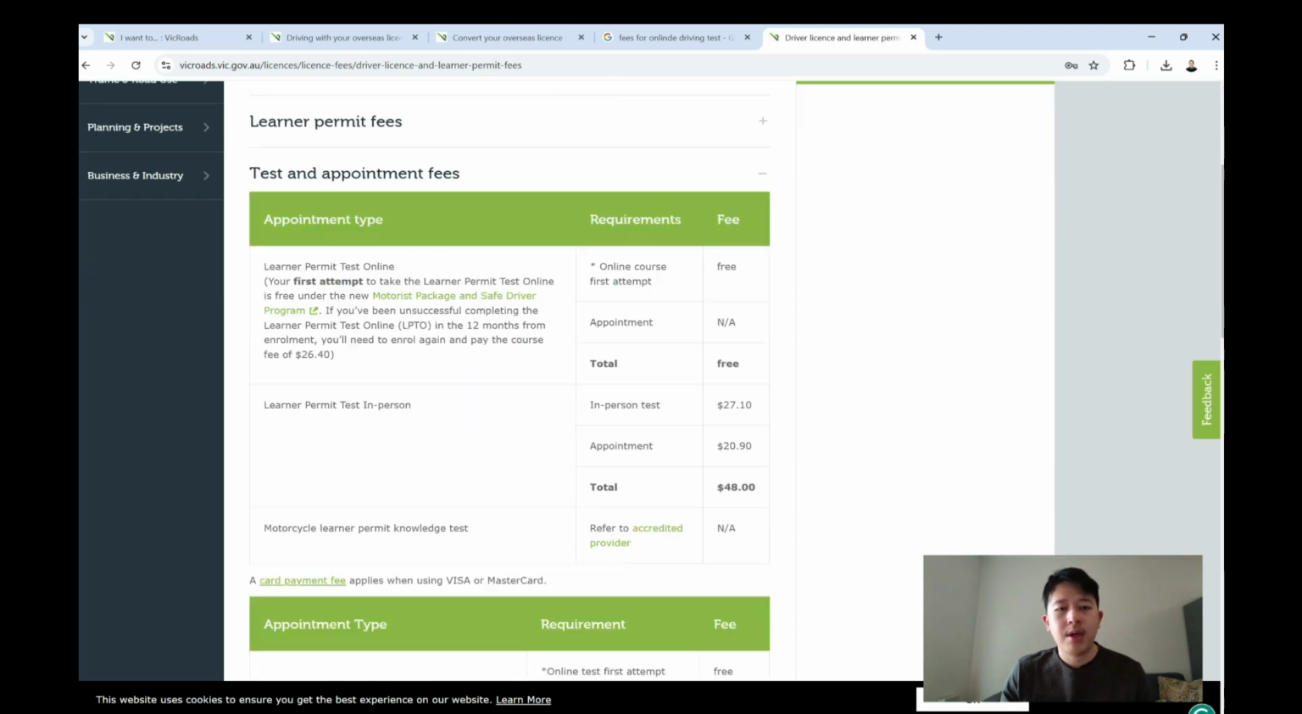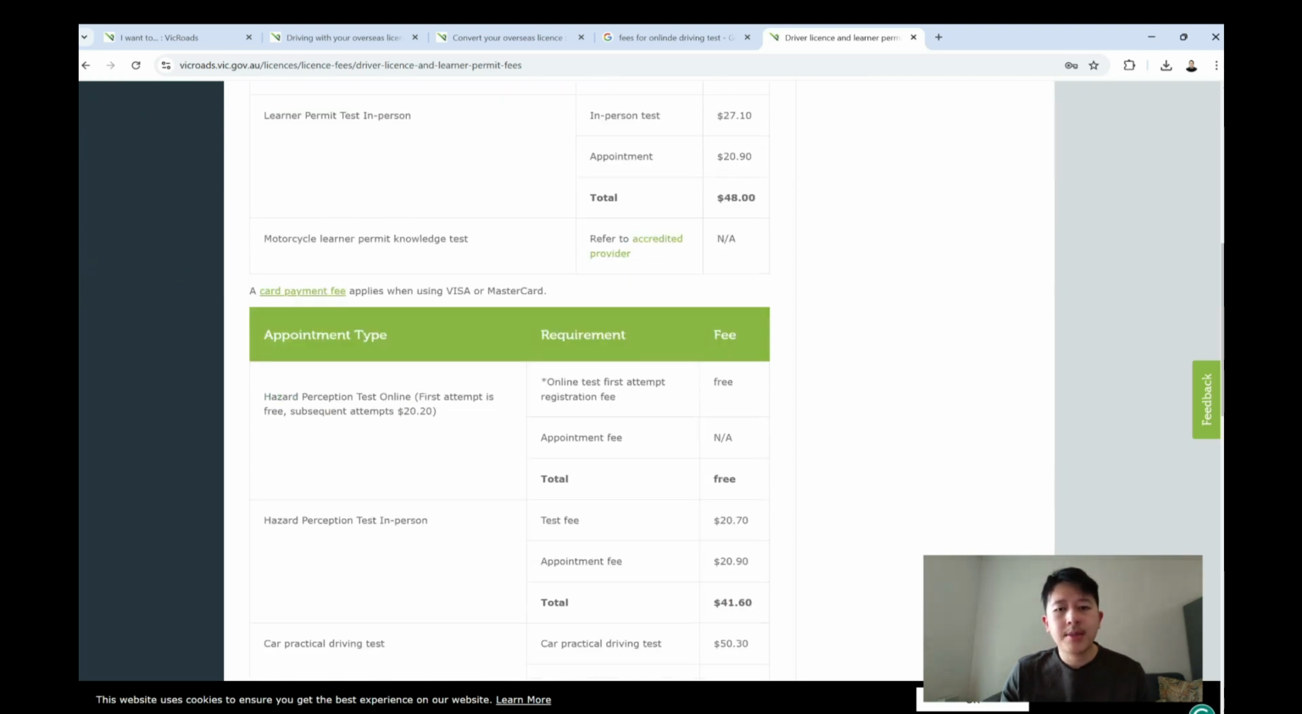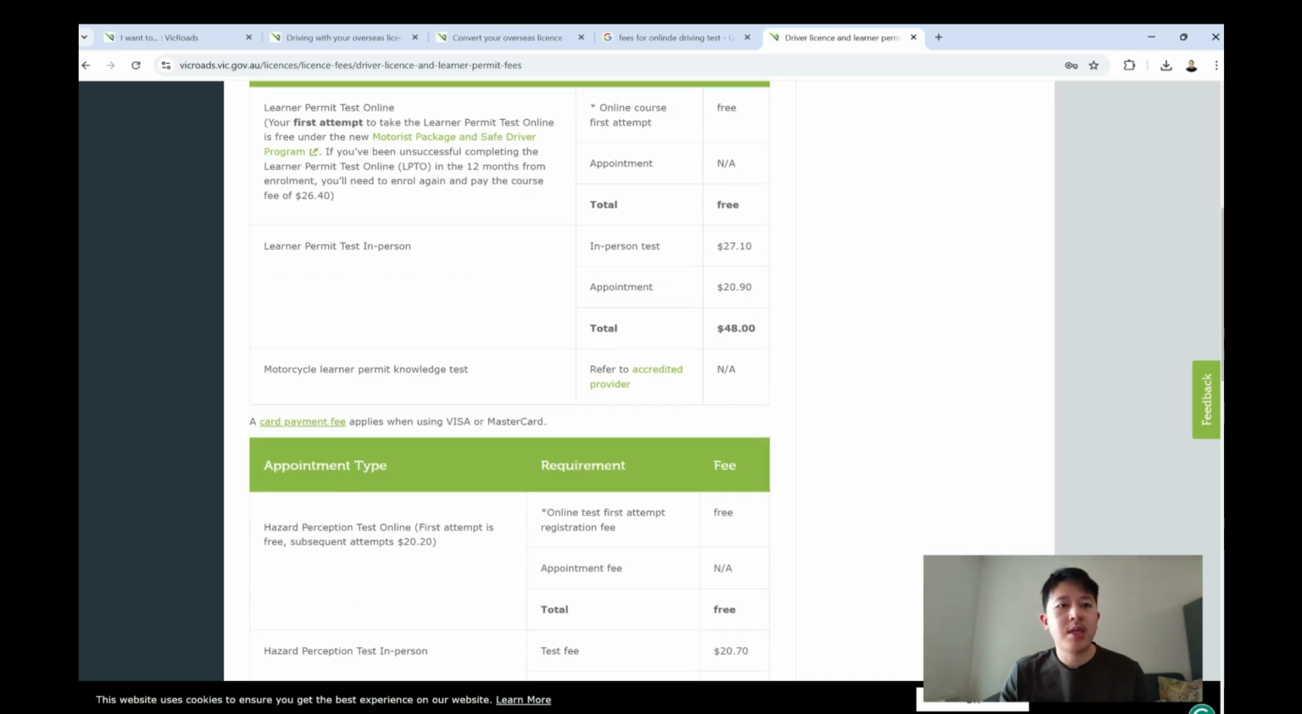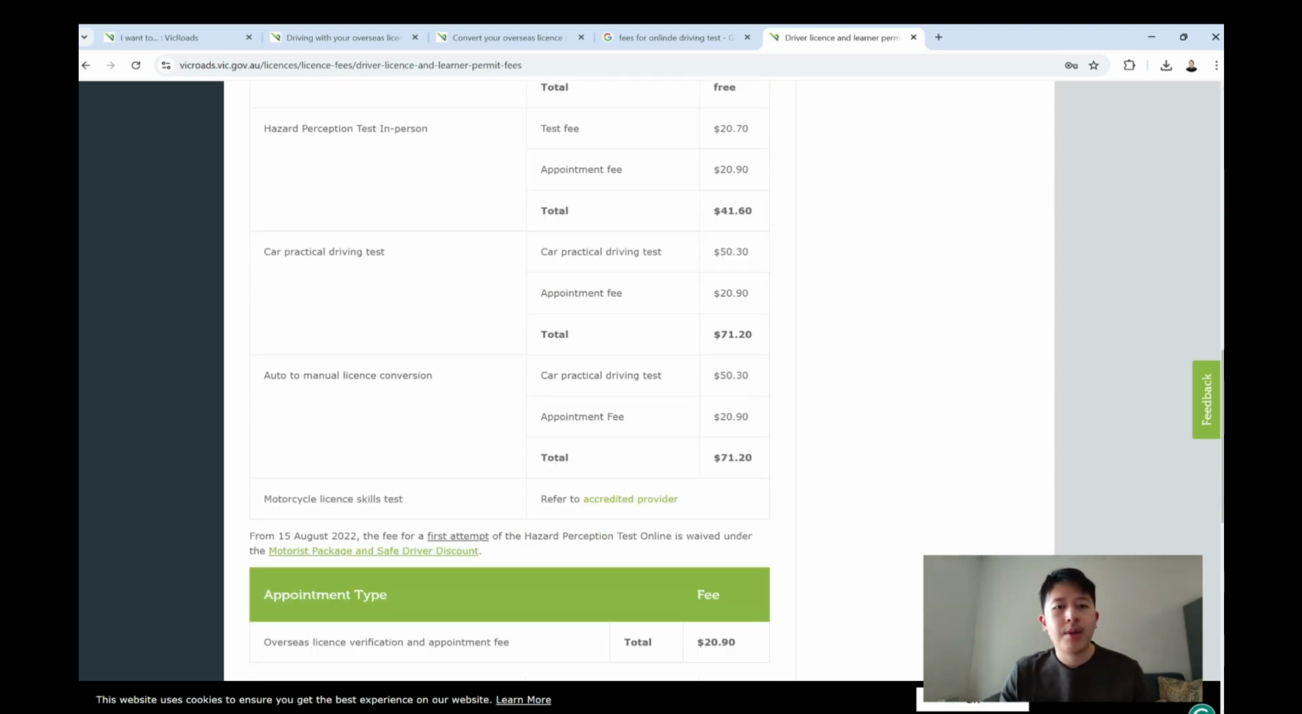It is free. And then for the hazard test, basically it's free on the first attempt. But if you fail, you need to pay $20. I think I might have paid the $20 in my second attempt. And if you choose to do it in person, it's $41. So basically, it's better to do everything online, especially in your first attempt, because it's free. And if you do need to resit it, it's reasonable at $20 or $26. And then for the practical driving test, it is $71.20.